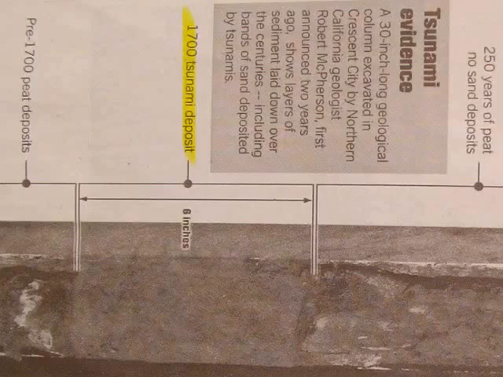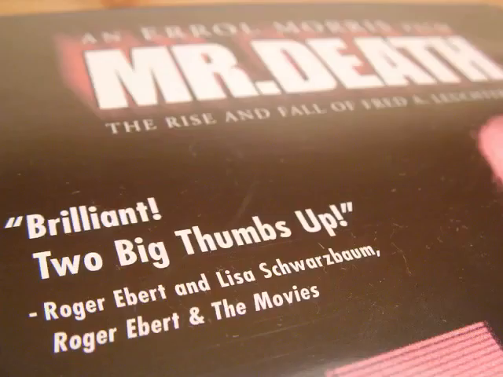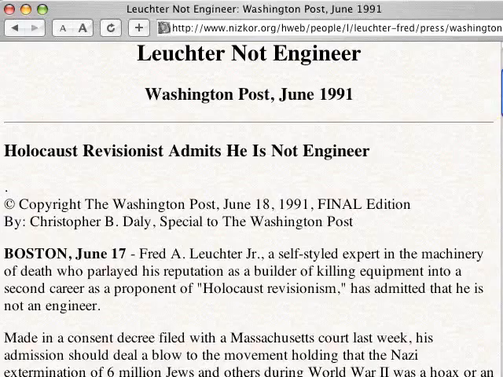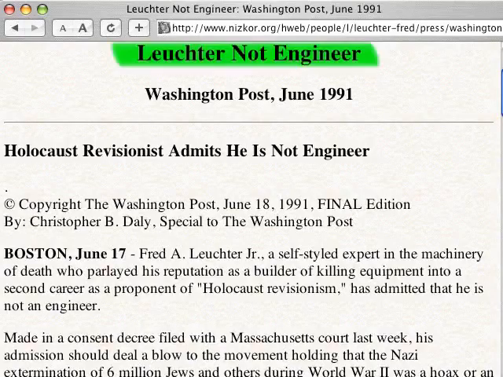So you can see why we know more about the 1700 tsunami than what's underground at Treblinka. Those clips are from the movie Mr. Death. The filmmaker had to rework the documentary after a preliminary screening at Harvard University had some students believing Leuchter's theory. Leuchter was criticized for having no technical academic credentials and for the way the lab analyzed the samples.